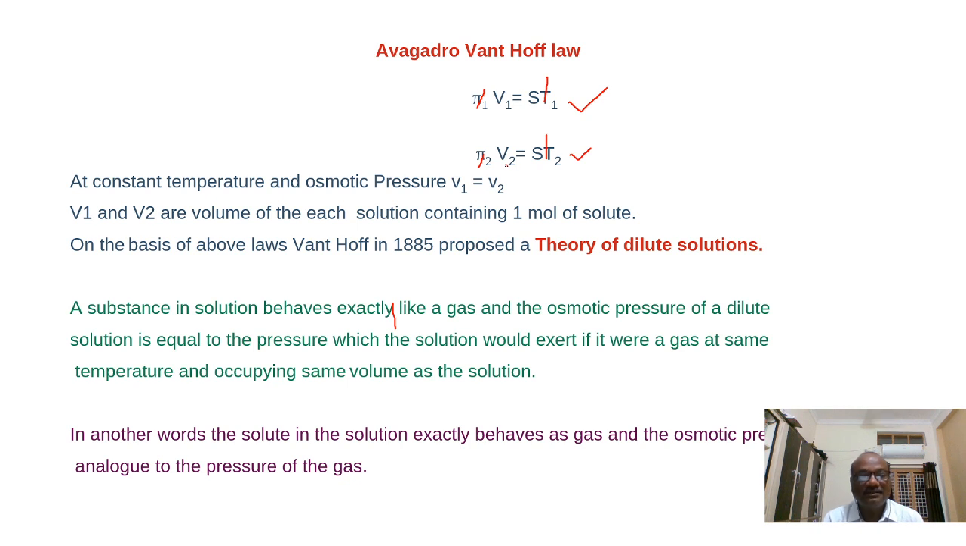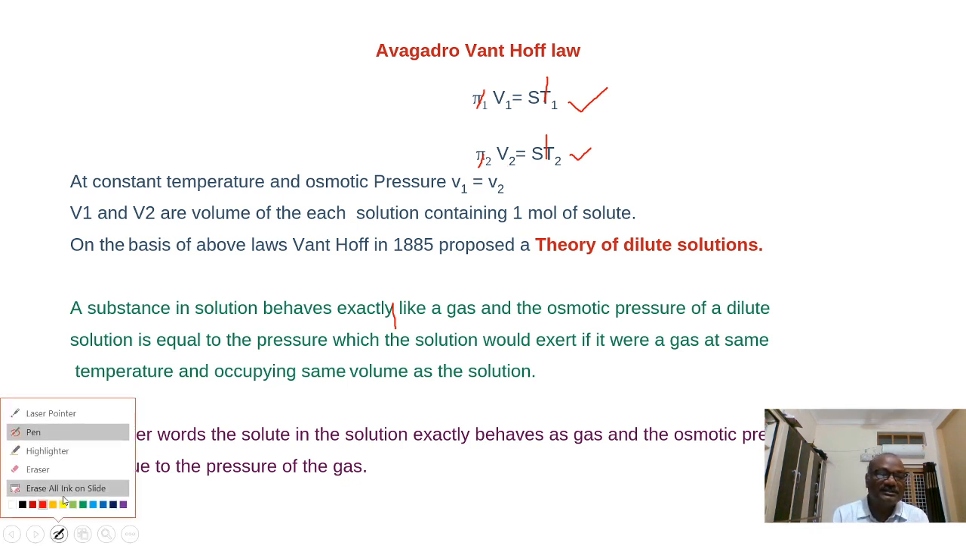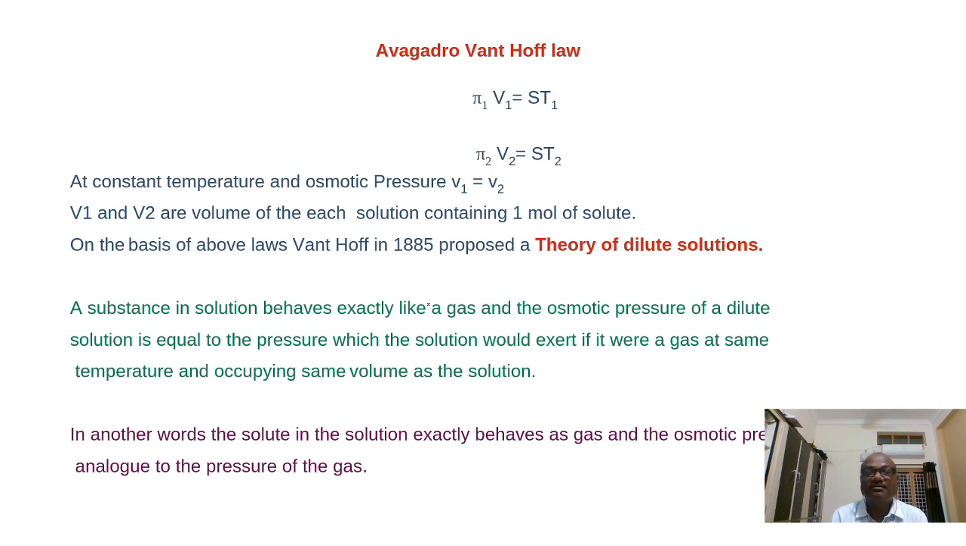Based on these experiments, Van't Hoff proposed a theory in 1885. He proposed a theory of dilute solutions. This is a very important theory, the theory of dilute solutions. According to this theory, Van't Hoff says that if a solution is there, it contains both substances, solvent and solute.